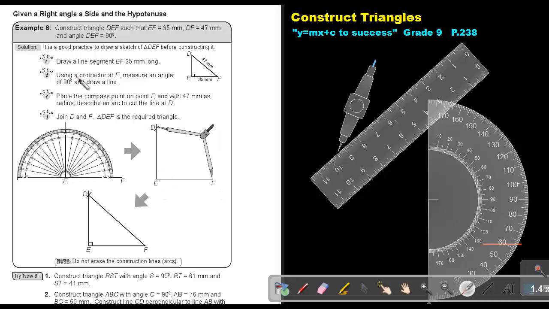Then use a protractor at E, so put the protractor like this, and mark a 90-degree angle, then draw the line. Place the compass point on point F. First stretch your compass to 4.7 centimeters, put the needle on F, and make an arc on the 90-degree line. Then join DF. Do not erase the construction lines. Do not erase anything.